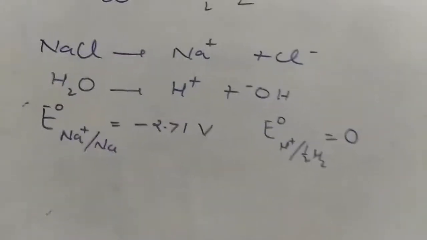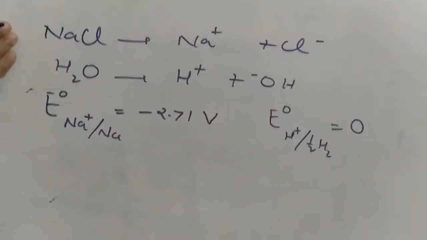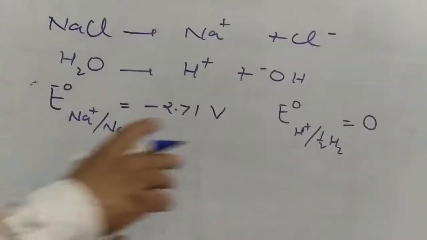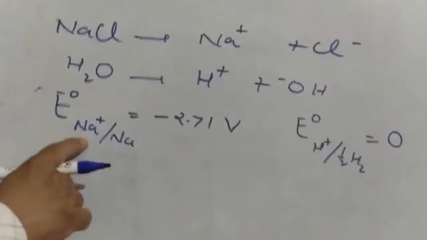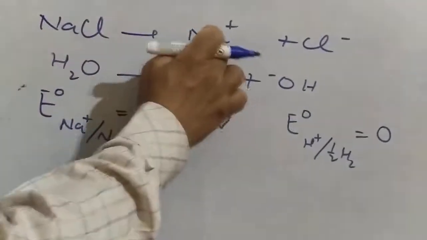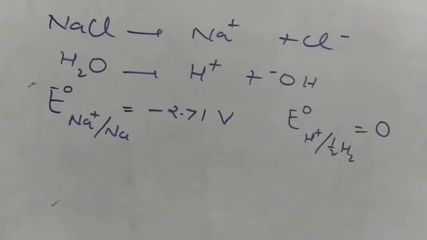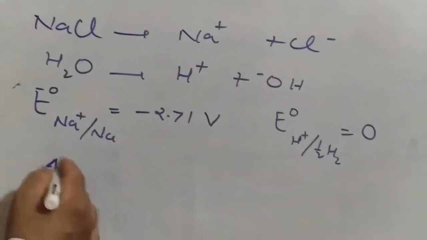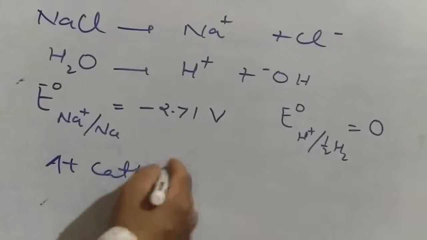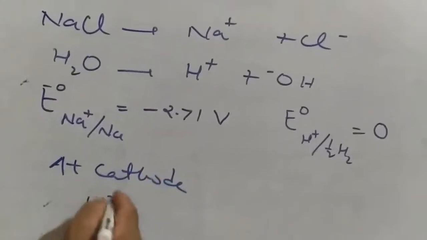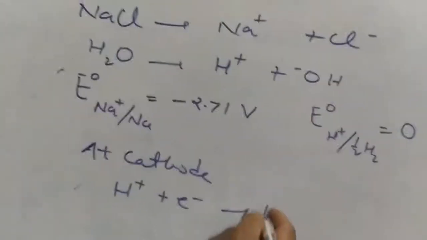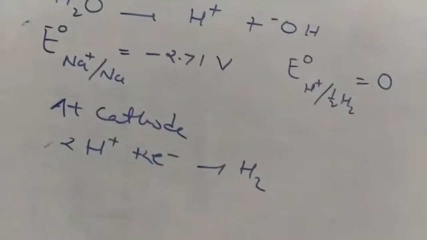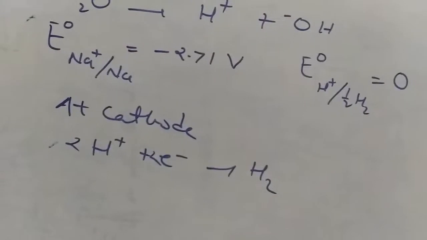Fine. This time we are electrolyzing an aqueous solution of NaCl. Now the reduction potential of H plus is more than Na plus. So this time Na plus will not be reduced at the cathode. And at the cathode, who will be reduced? H plus. So H plus is reduced, converted into hydrogen gas. Na plus remains in the solution.